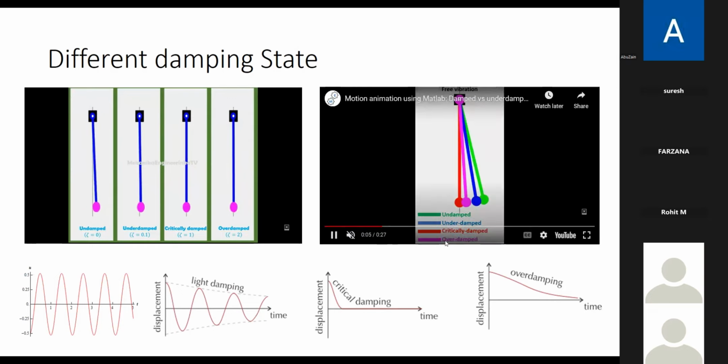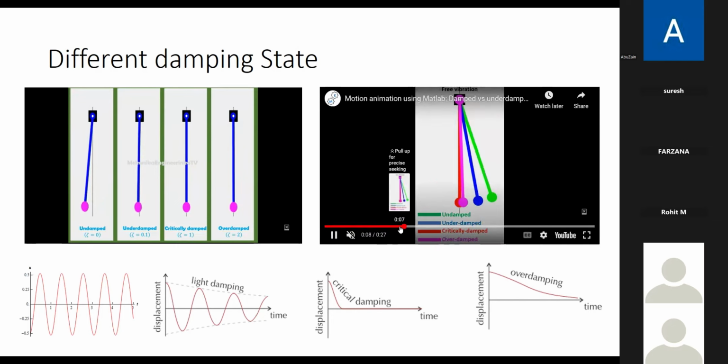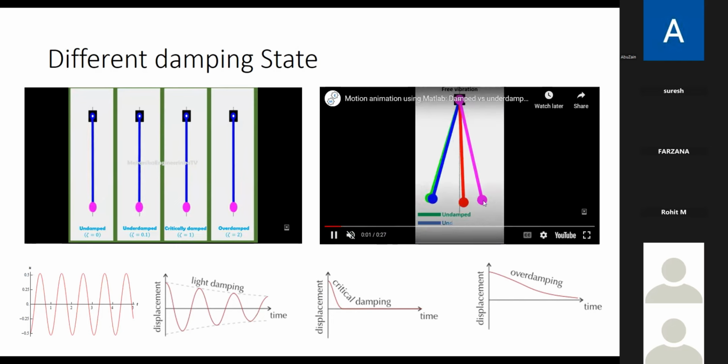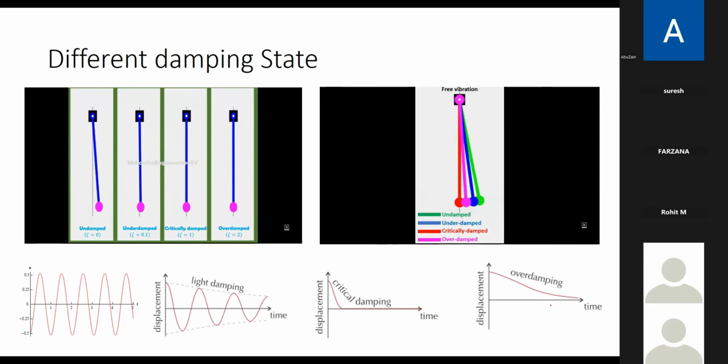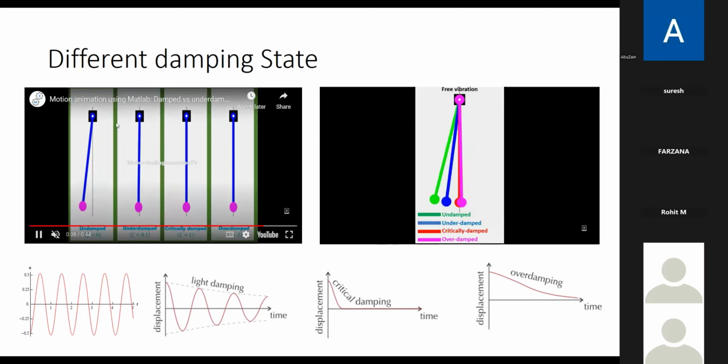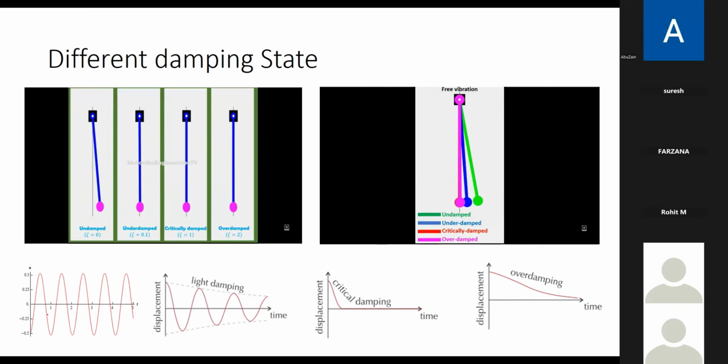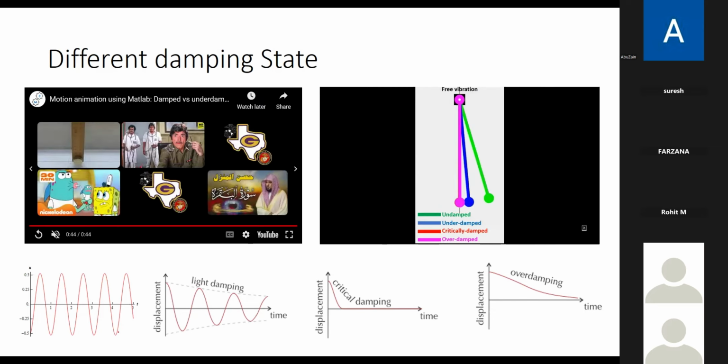What is overdamped? You see this pink color in the right side figure. It comes very slowly. My pink color is coming very slowly to the rest position. So this is called overdamping. There is another case which is called undamped. Undamped is not going to come to rest at all. It keeps on vibrating.